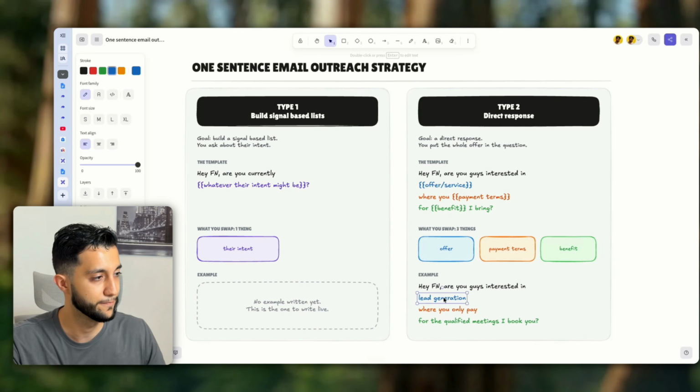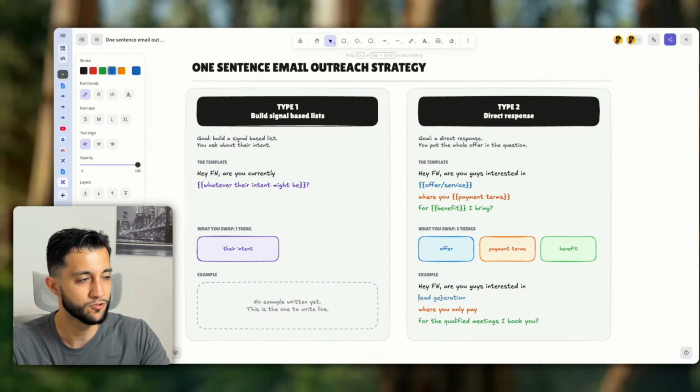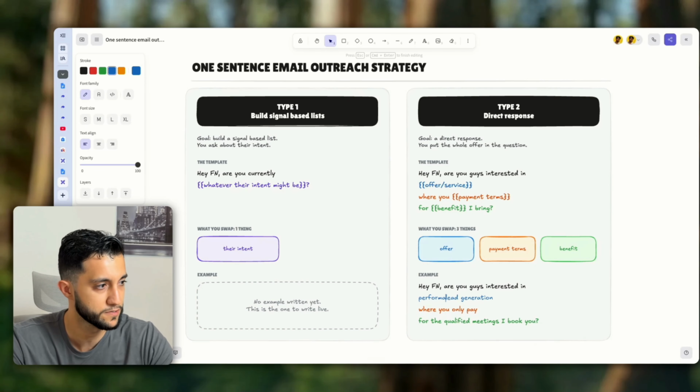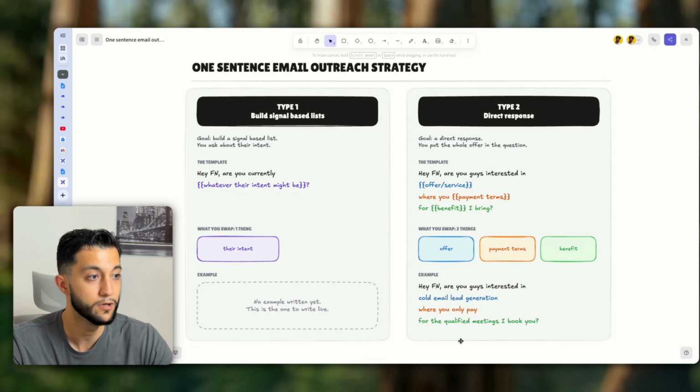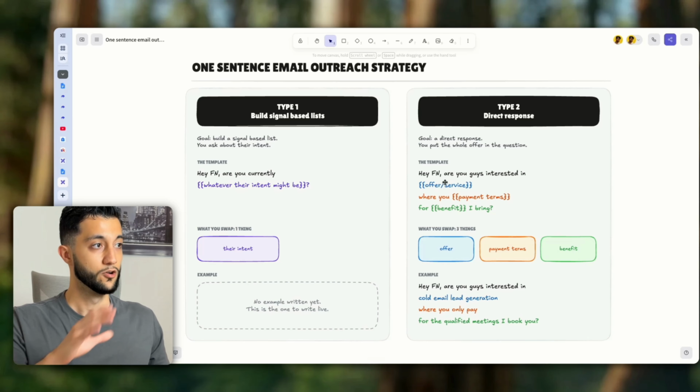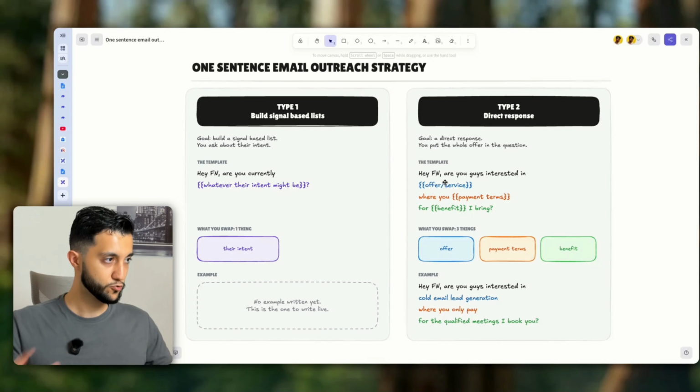You could also have the payment terms in there as well. So you could say we do performance-based stuff. So performance-based lead generation, where you only pay for the qualified meetings I bring you. You could also do cold email lead generation, because that's specifically what we do, where you only pay for the qualified meetings I book you. Stuff like that. Running this is super duper useful.